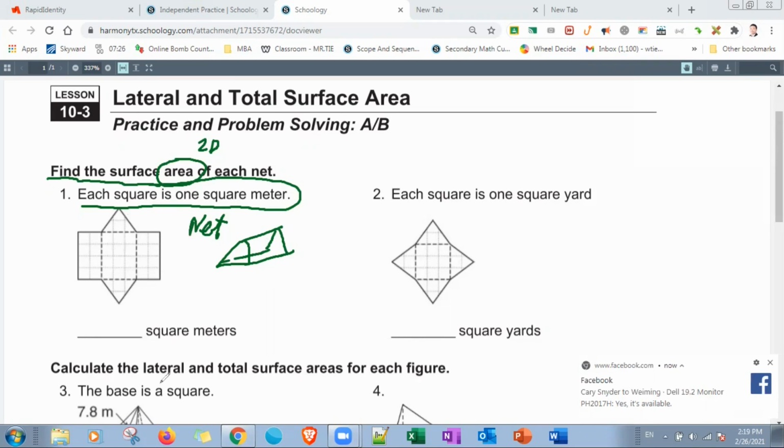You want to know how many square meters you have? Just count. 1, 2, 3, 4, 5, 6, 7. 1, 2, 3, 4. And this whole line is 7. So the total is 4 times 7, 28 squares. That's 28 of them.